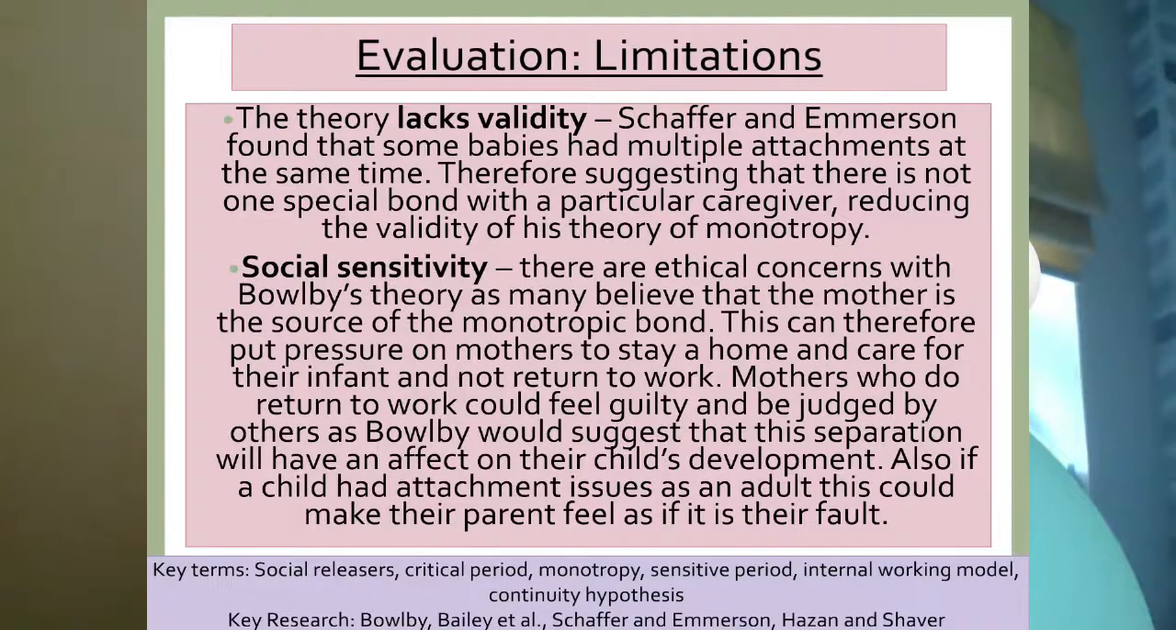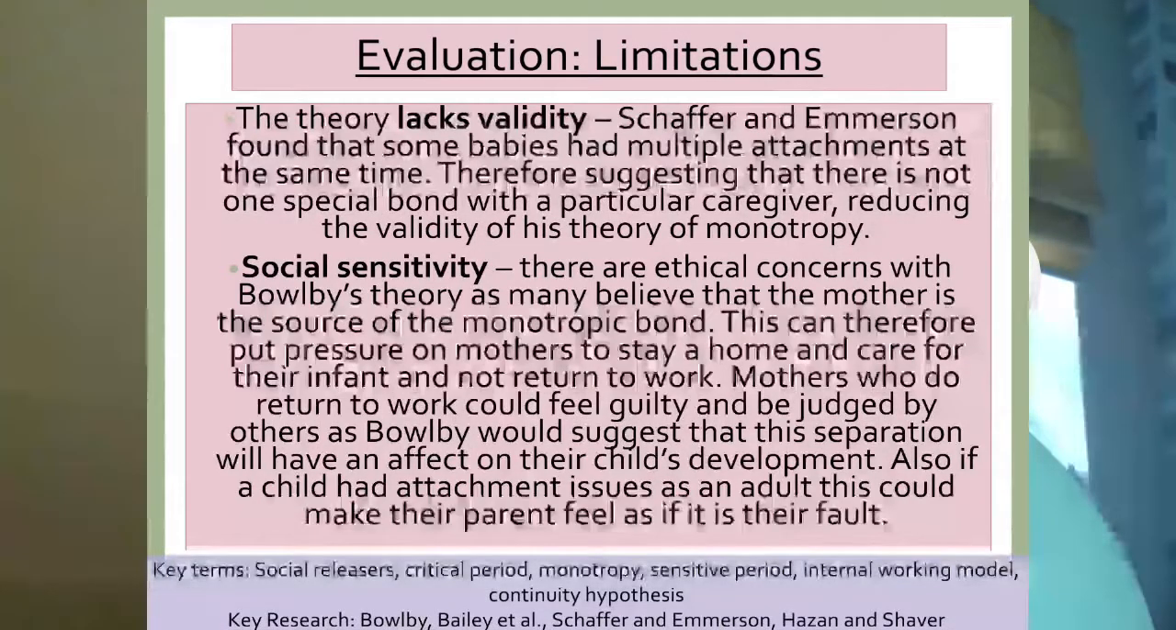Obviously Schaffer and Emerson didn't investigate the quality of attachments, they just investigated the number of attachments. They didn't go into lots of detail, and that was a criticism, to say they didn't look at whether one attachment was more important than other attachments. So although we're saying it lacks validity because we're using Schaffer and Emerson to go against it, Schaffer and Emerson isn't necessarily as reliable, and the research that they gathered didn't necessarily look at monotropy. So you've got to be careful when you're using that to question the validity, and you can put that as a counter argument.